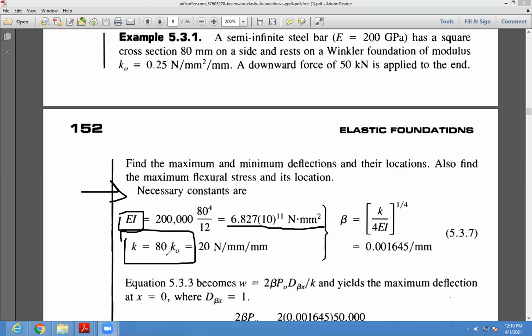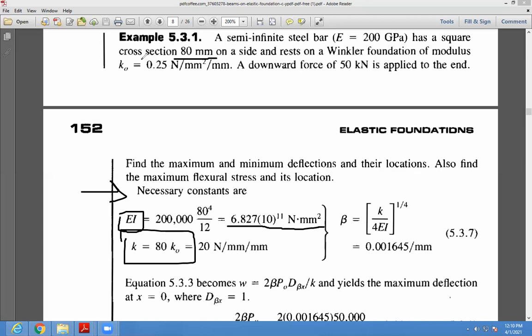So 80 is nothing but the square side, whatever the cross section which is given, having some dimension. Now it is square, therefore directly we have taken the 80. If it is a rectangle, then we have to take the width B, right? So K is equal to 80 into K naught.